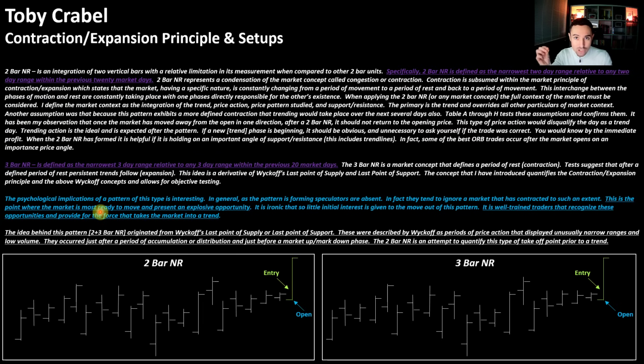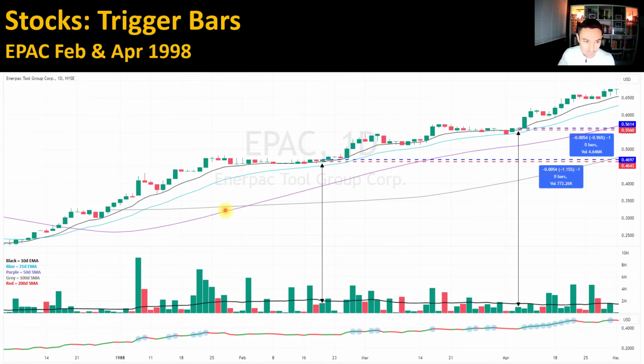Why? Because expansion follows contraction. This is contraction and presents an explosive opportunity. So you want to be looking for where there can be these explosive opportunities. Okay, it's really key. It is ironic that so little interest is given to the move out of this pattern. It is well-trained traders that recognize these opportunities and provide the force that takes the market into trend. So here we go. Let me now start showing you a couple of these.